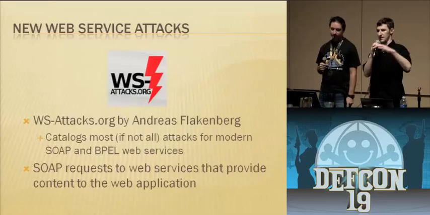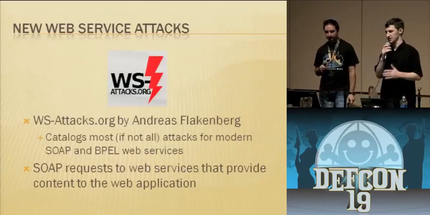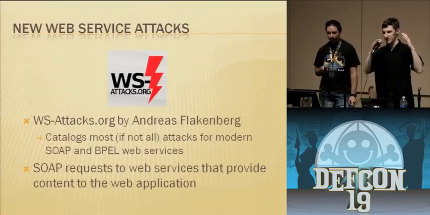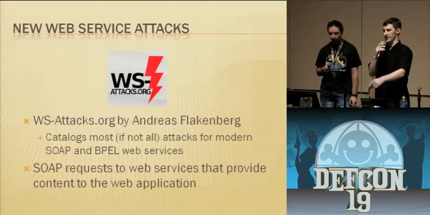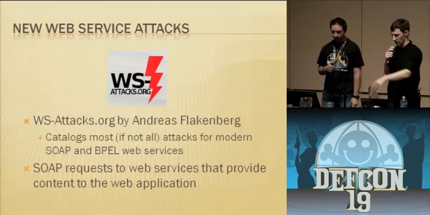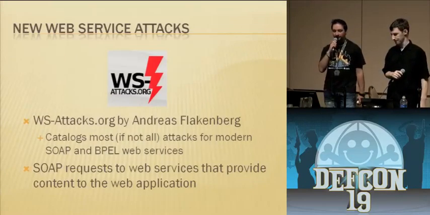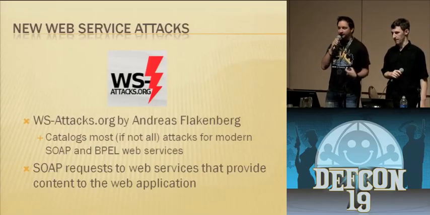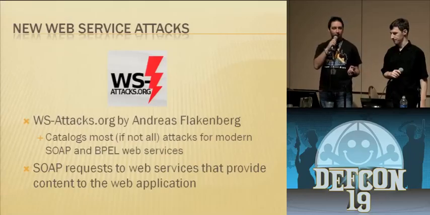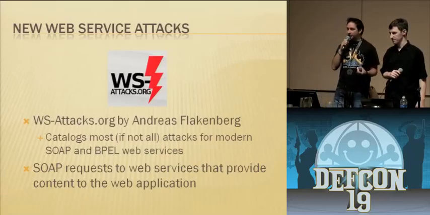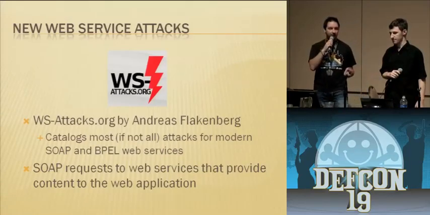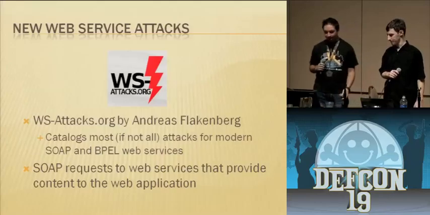We want to basically reduce these locations because there's so much attack surface. We want to have one location for everybody in the industry to go to. When we say we want to pen test a web service, here's a location. Go. Yeah, and one thing that we're finding too is that we're finding SOAP requests now that actually provide content back to the web application. So Kevin has designed an actual vulnerable web service where you can demonstrate persistent cross-site scripting through a web service, which is really cool when you think about it.